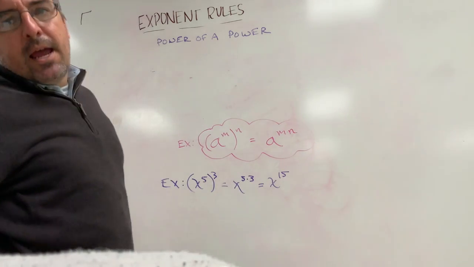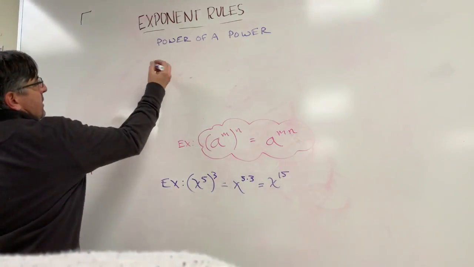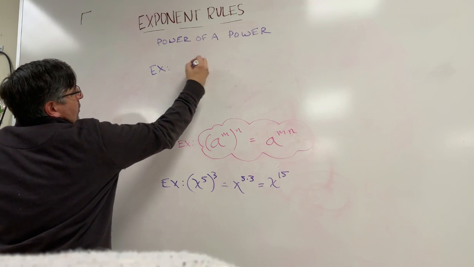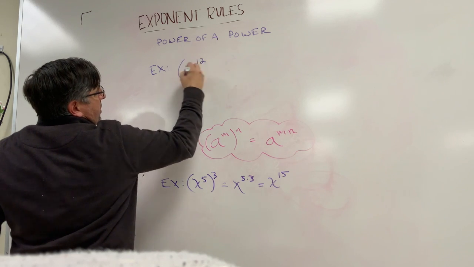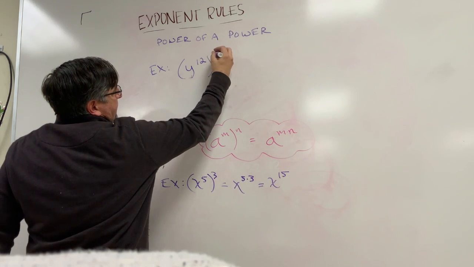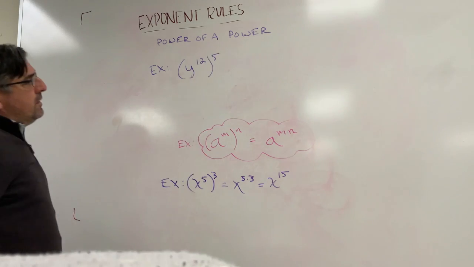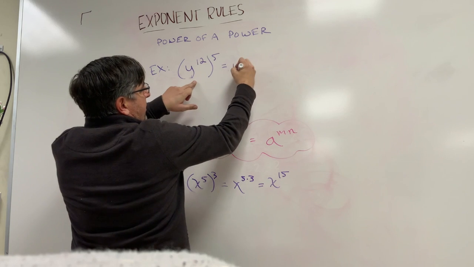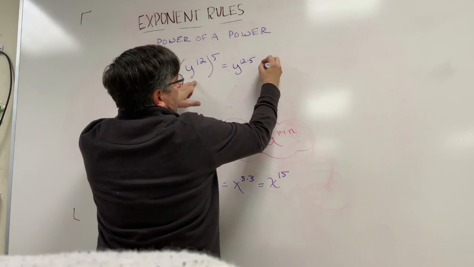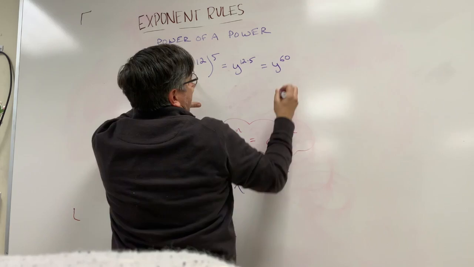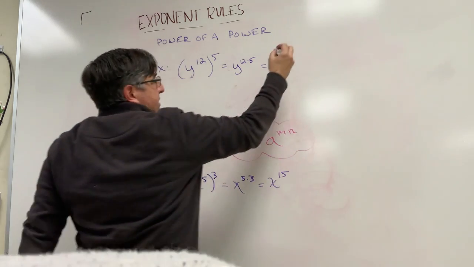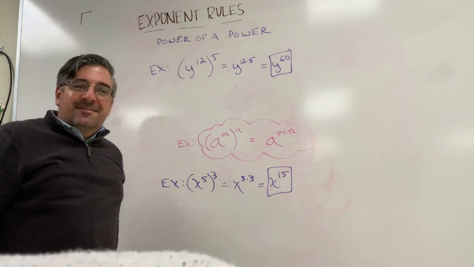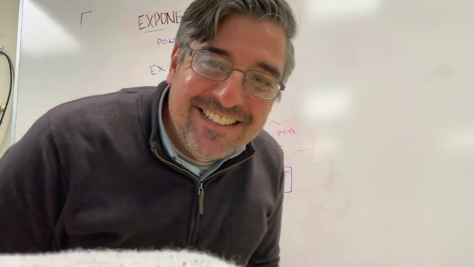Let's look at just one more example. Something like, let's switch it up, y to the 12th power raised to the 5th power. Well, that's just y to the 12 times 5 power, which is y to the 60th power. And that's your answer. Get it?